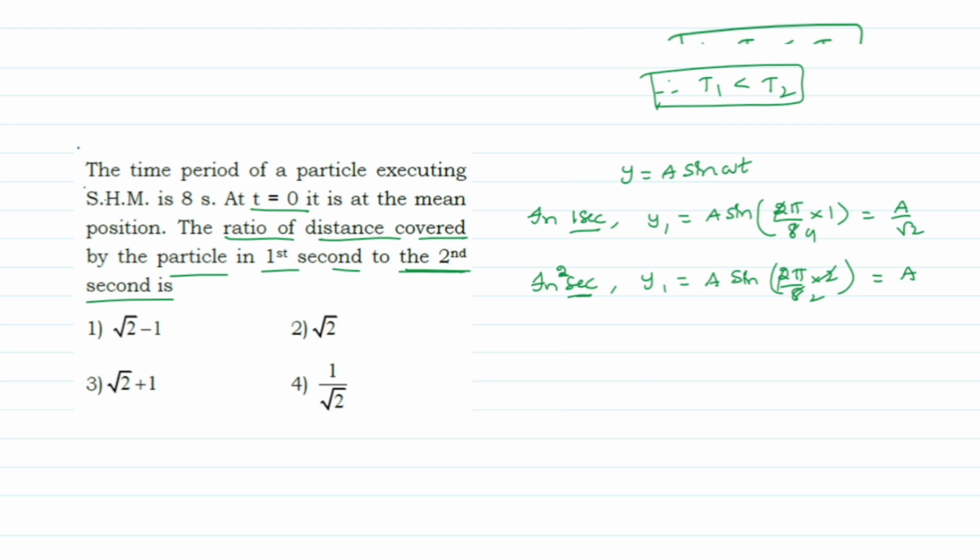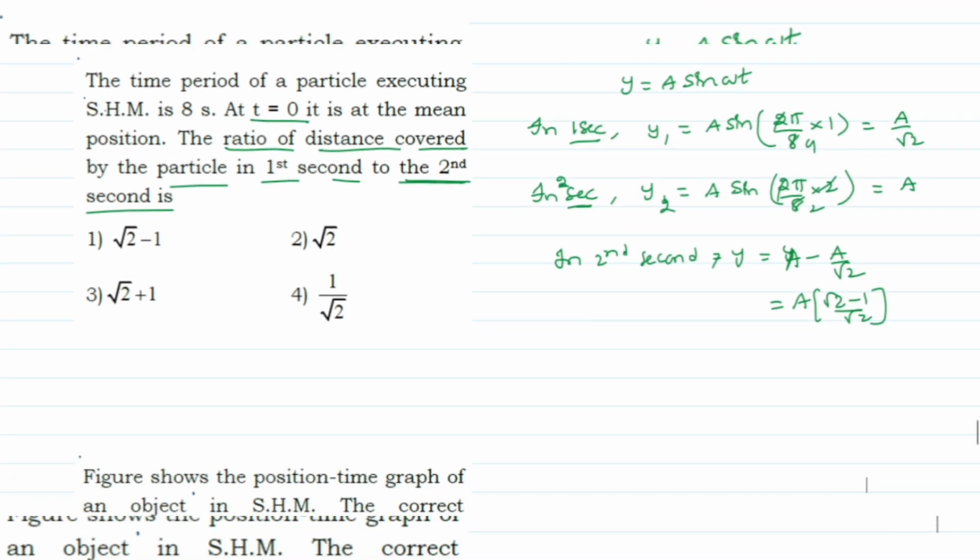But they are asking for the distance in the second second. That is y2, which is a minus a by root 2. Taking a common, it is a into root 2 minus 1 by root 2. This is the distance in the second second.